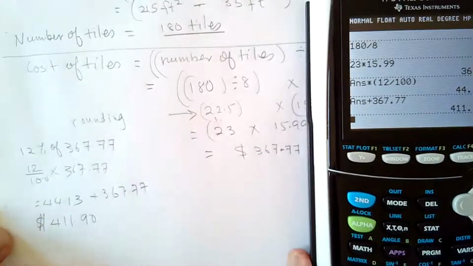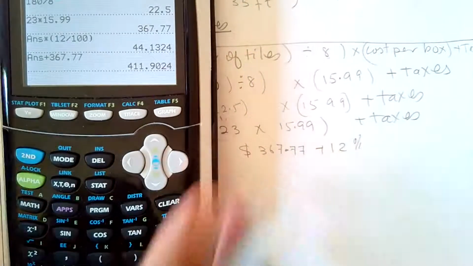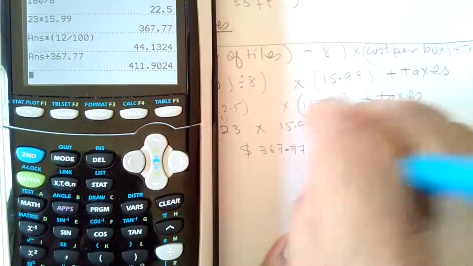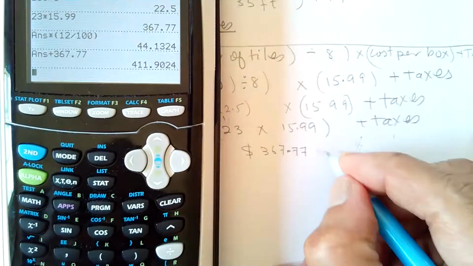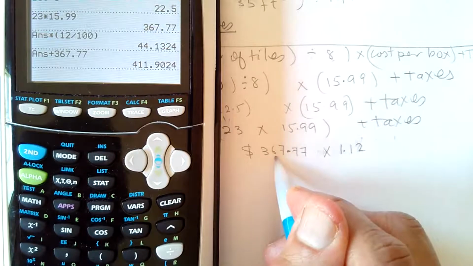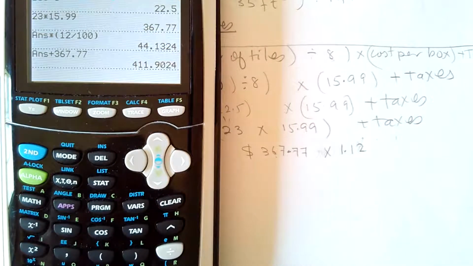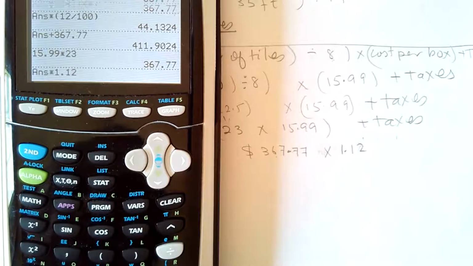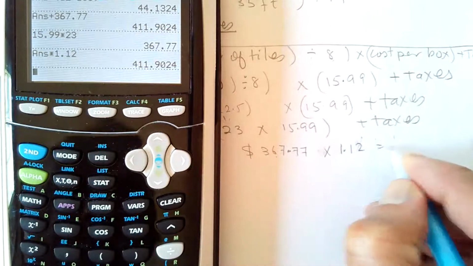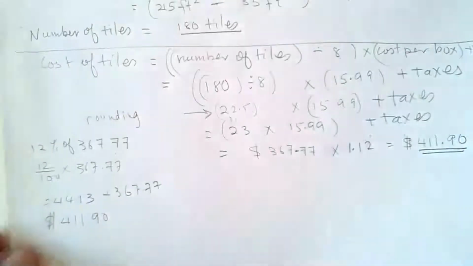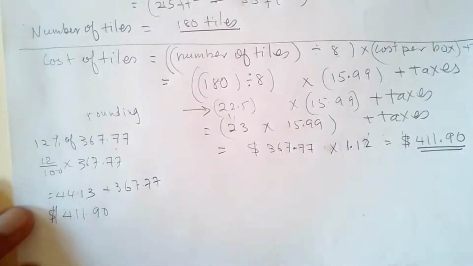by doing the calculation up here. Okay, this might work. So instead of plus 12%, I'll multiply this by 1.12, because that includes the 12% plus the original amount. So I'm going to go back to my question. 15.99 times 23 times 1.12 gives me 411.90, which is the same as what we got by doing it separately. Now this is the cost for the tiles.